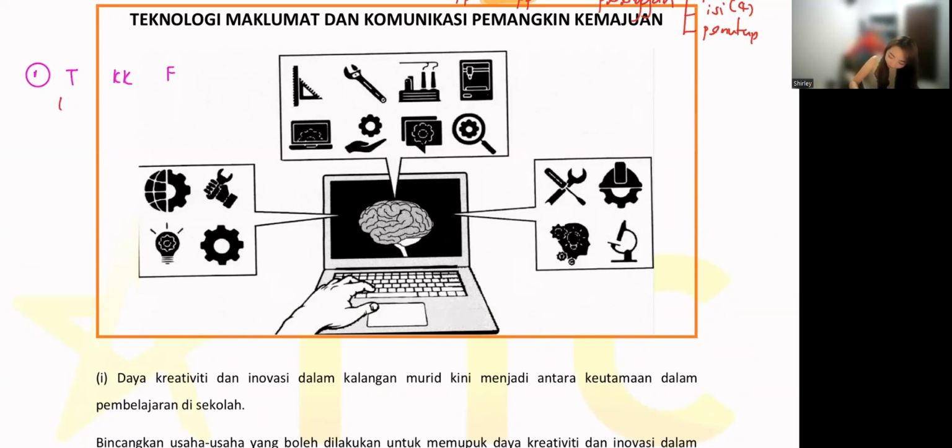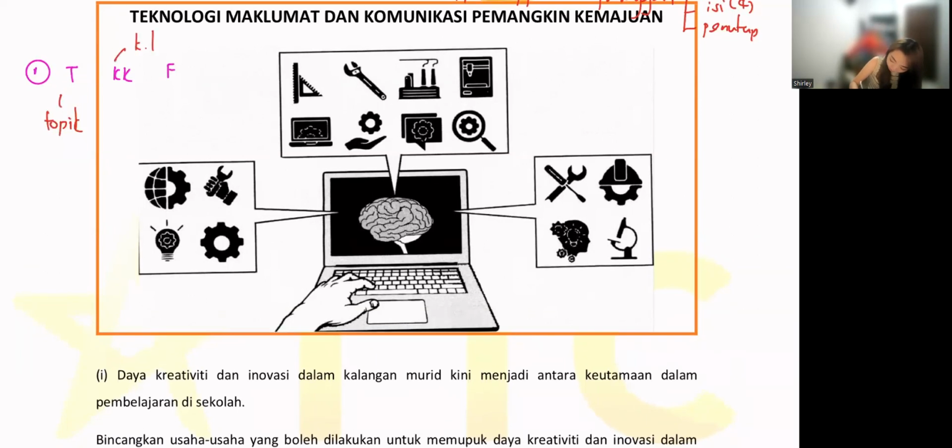So the T is the topic. K is the kata kunci. And F is the format. This is the TKKF, okay? So why I never call this as a tajuk? It is because tajuk is basically the combinations of your topic and the kata kunci. Why I never call it a tema?